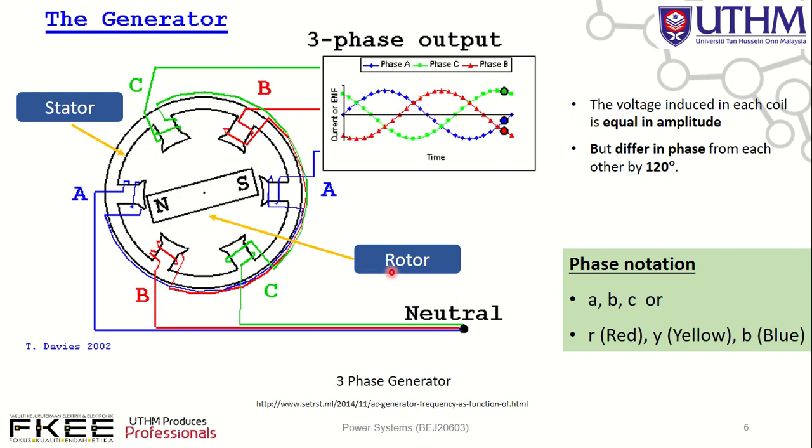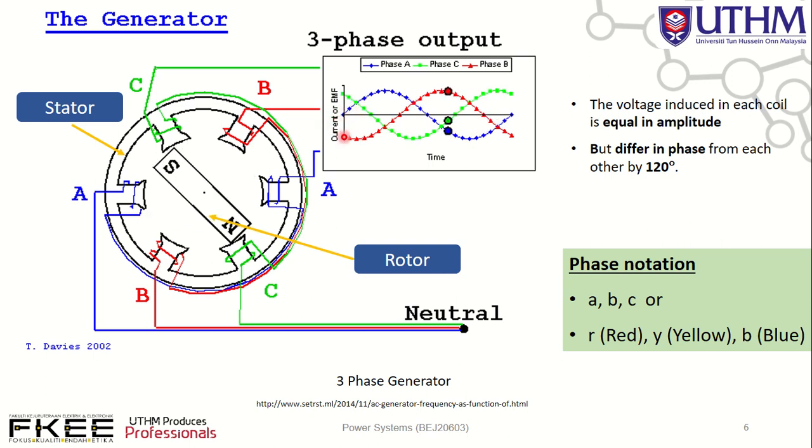At the stator we have terminal A, terminal B, and terminal C. Each terminal is separated by 120 degrees. Due to flux leakage and so on, we can produce a voltage induced at each terminal, as can be seen from the figure.